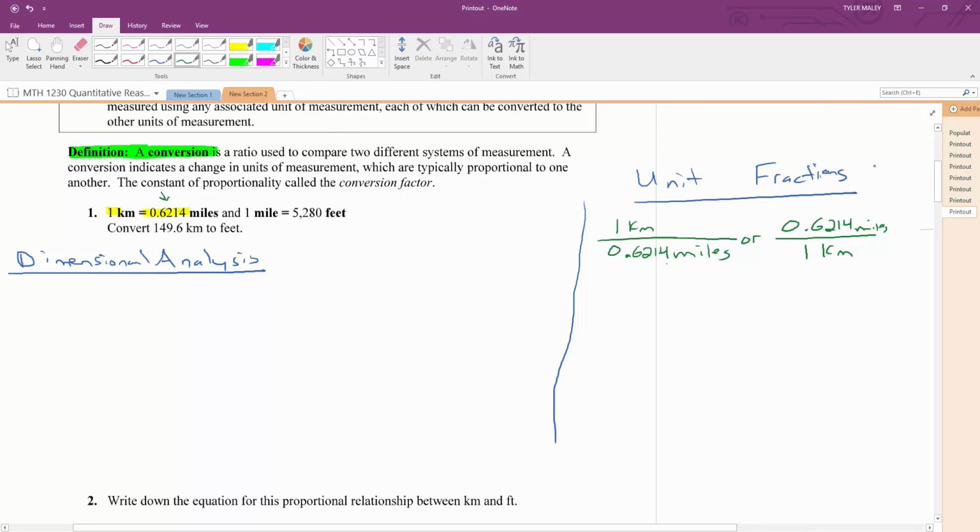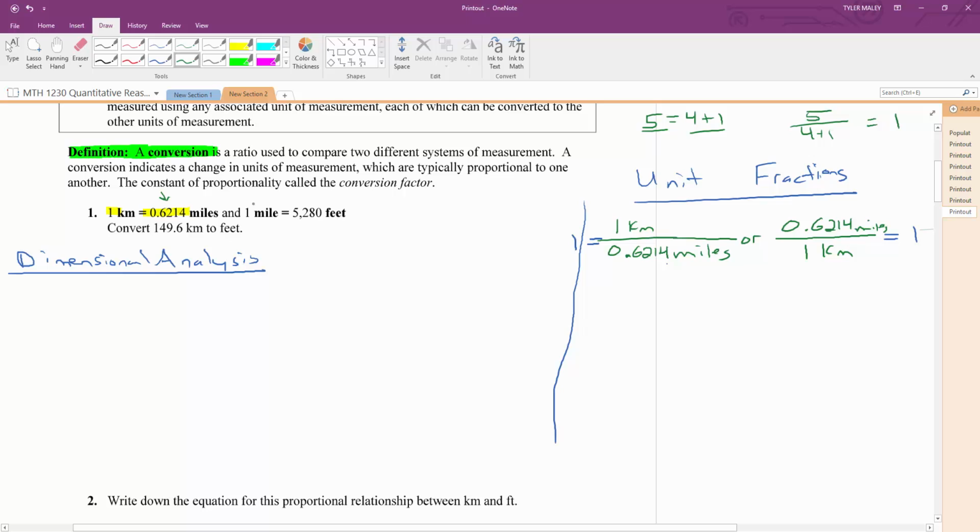So if you have 1 kilometer equal to 0.6214 miles, and you take one divided by the other, what happens? For example, I know that 5 equals 4 plus 1. So what happens if I take 5 divided by 4 plus 1? Well, we get 1, because these two things are equal to each other. That would be the same thing that happens here. This is going to be equal to 1. This is going to be equal to 1.